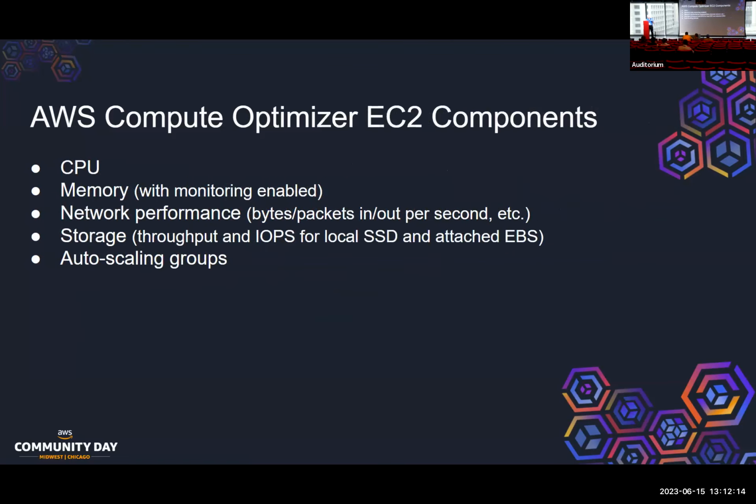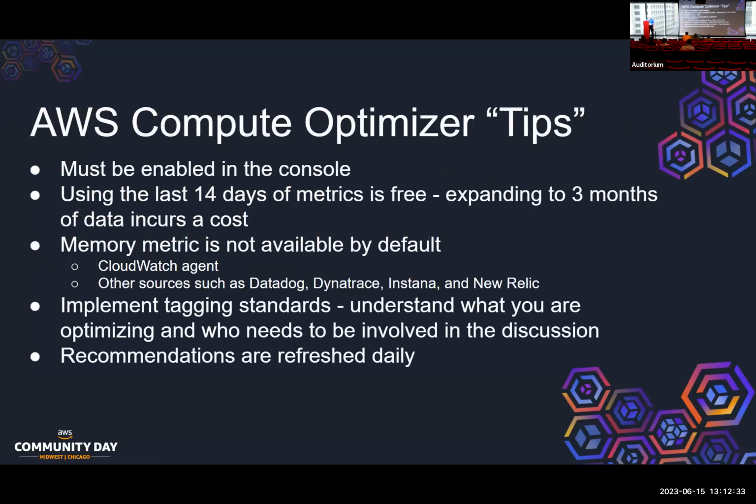The Compute Optimizer for EC2 components, I touched on some of these already: CPU, memory with monitoring enabled, network performance, bytes and packets in and out per second, storage throughput, IOPS, attached EBS and SSD, and also Auto Scaling groups. So, some tips for Compute Optimizer: you have to enable it in your console.